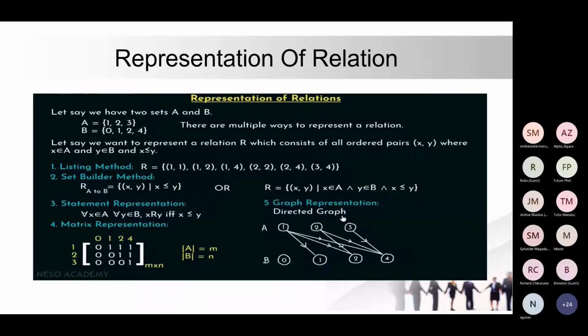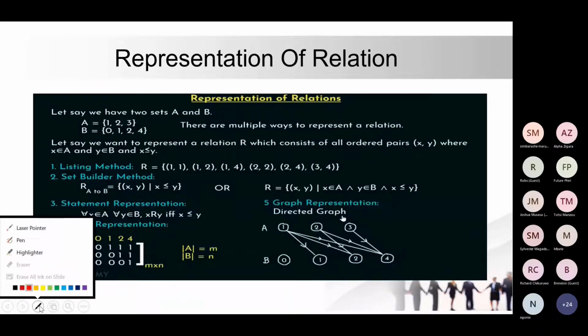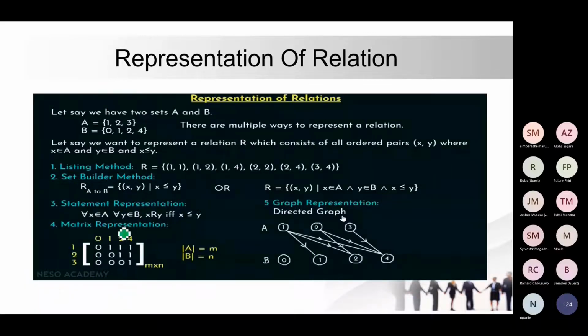Now the second method is the set builder. I can define the relation from A to B, and it must consist of all the ordered pairs (x,y) such that x is less than or equal to y. Or I can say the relation R is nothing but the set of ordered pairs (x,y) such that x is an element of A and y belongs to B. Thank you, sir, for pointing that out for me. That is the set builder notation.